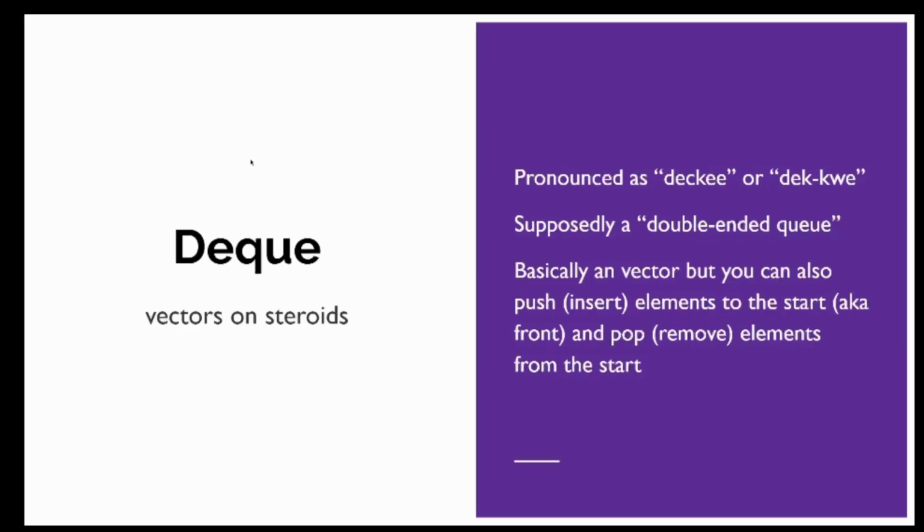DQ. Okay, what's a DQ? Pronounced as Deki or DQ. It is a double-ended Q. I pronounce it as DQ. Essentially, it's a vector, but you can also push elements from the front.